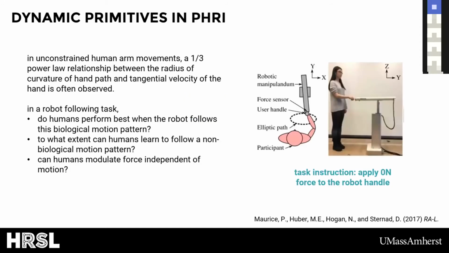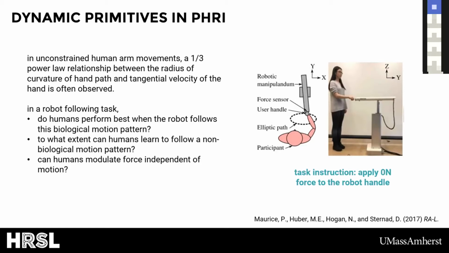In unconstrained human arm movements, a one-third power law relationship between the radius of curvature of the hand path and tangential velocity of the hand is often observed. This can sometimes be confusing, but it is also referred to as the two-thirds power law relationship, depending on how you formulate it. But what's important is that this is a pretty robust observation in human behavior.